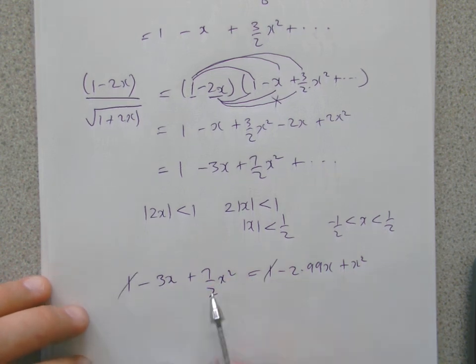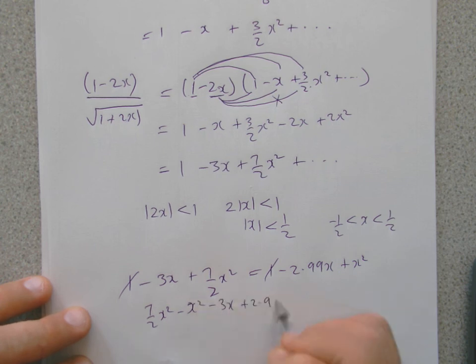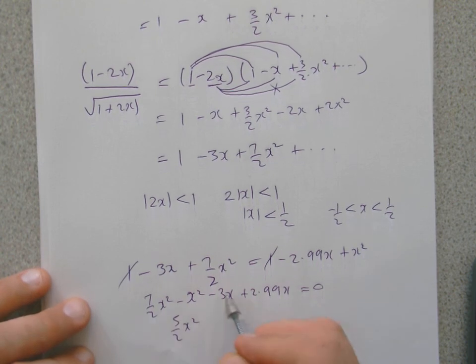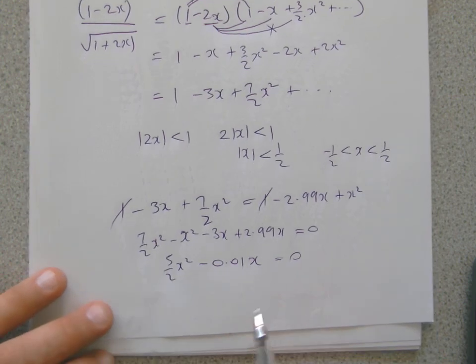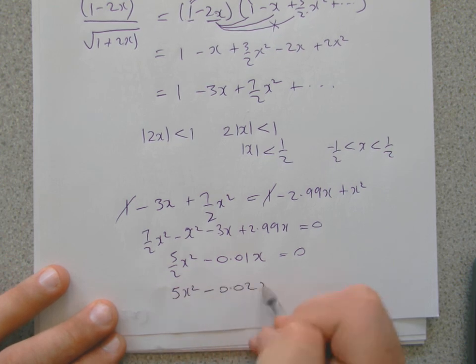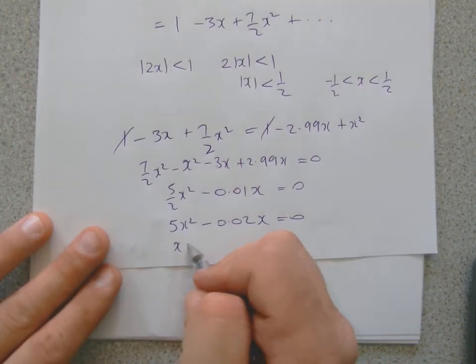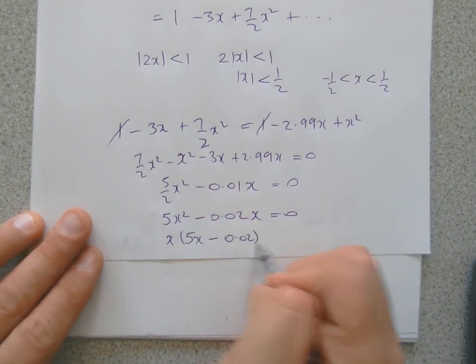So we get everything onto one side, onto this side maybe. This becomes 7 over 2 x squared minus x squared minus 3x plus 2.99x equals 0. So this is 5 over 2 x squared, and if you use your calculator, this plus this would be minus 0.01x, which equals 0. Then it's up to you how you want to go about this. You could multiply through by 2 if you wanted to, so you have 5x squared minus 0.02x equals 0. But then to finish this off, you need to factorize out an x. So take out an x, and then you've got x times 5x minus 0.02, which equals 0.